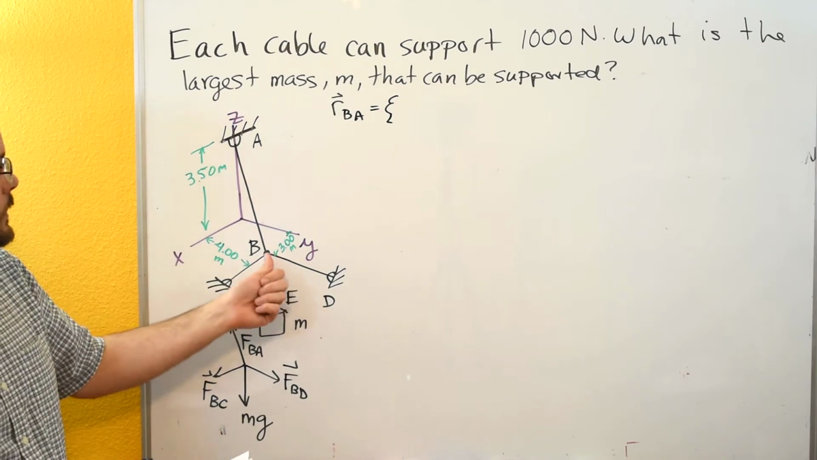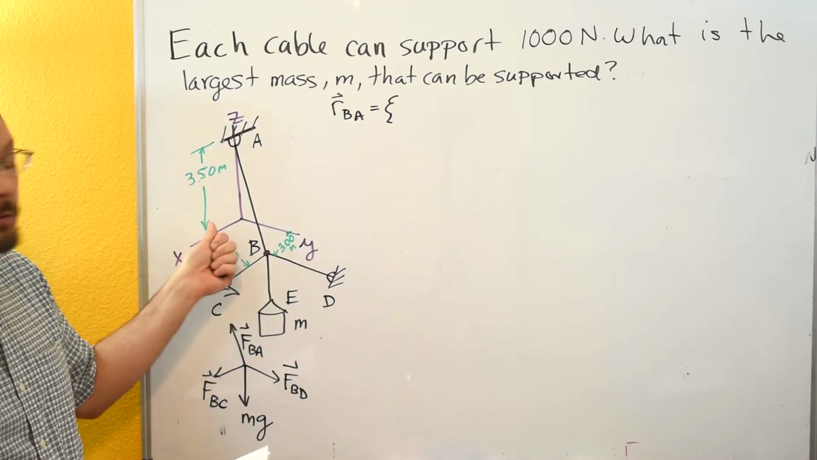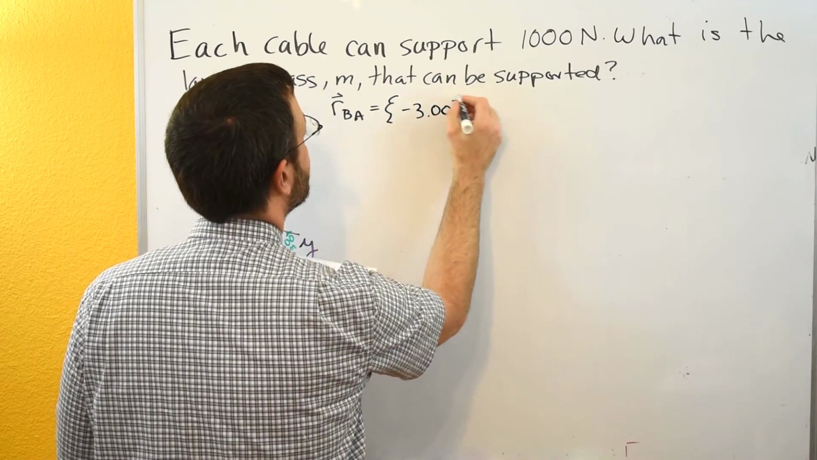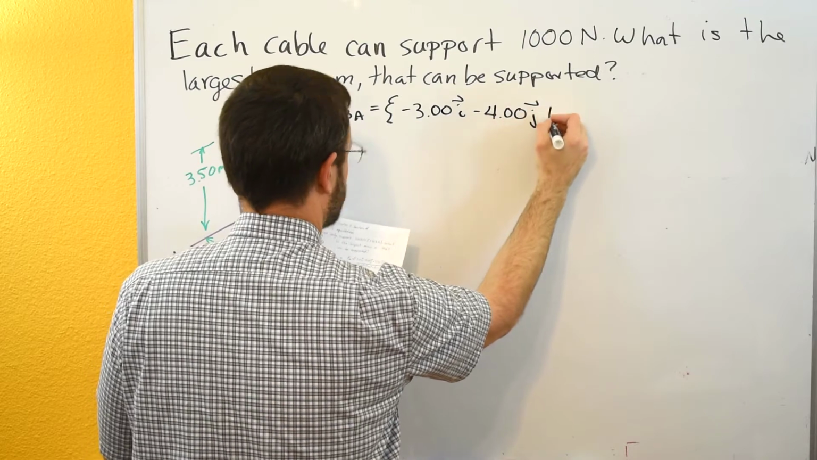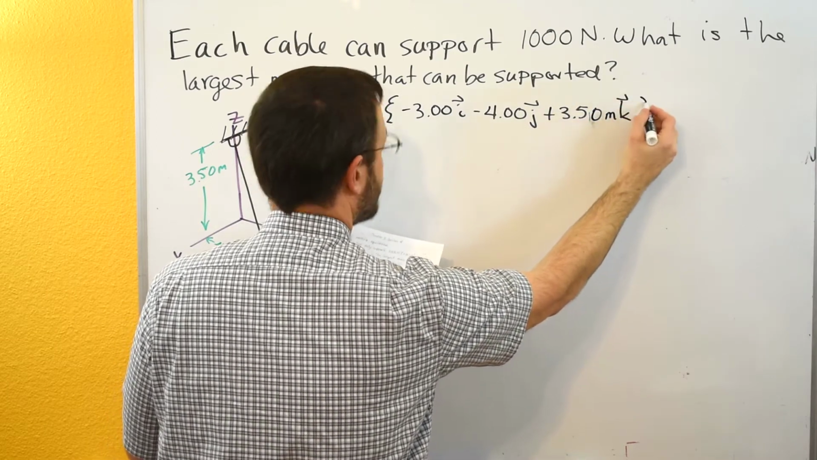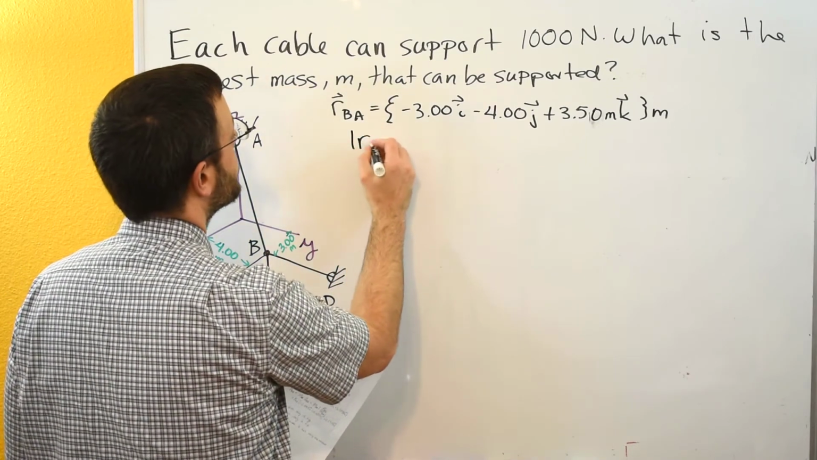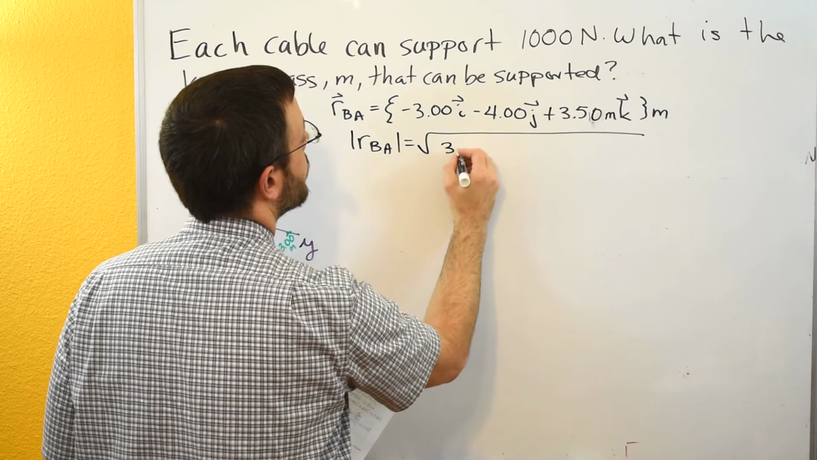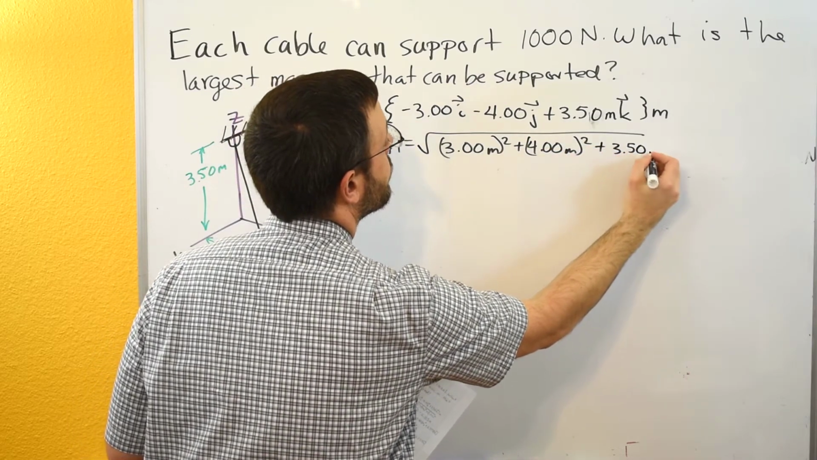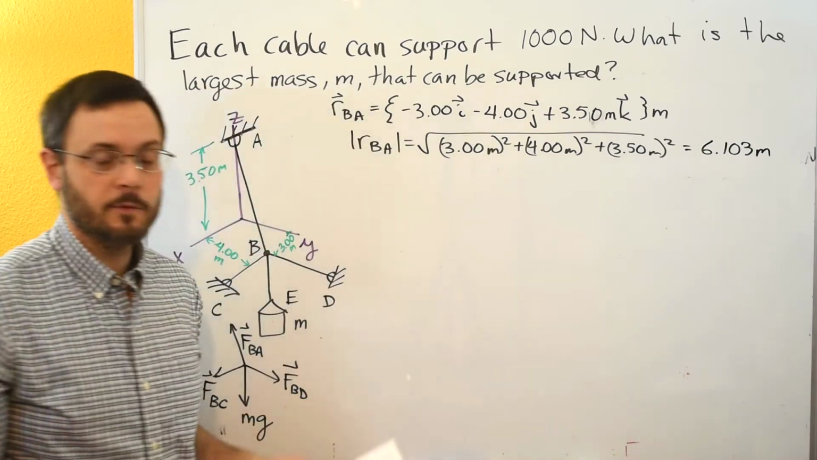So our position vector is going to go from B over here to A. So we're going to go minus 3 meters in I. We're going to go minus 4 meters in J. And then we're going to go 3.5 meters directly up. So there's our position vector. We need to find its magnitude so we can divide through by it. And we get 6.103 meters for that magnitude.